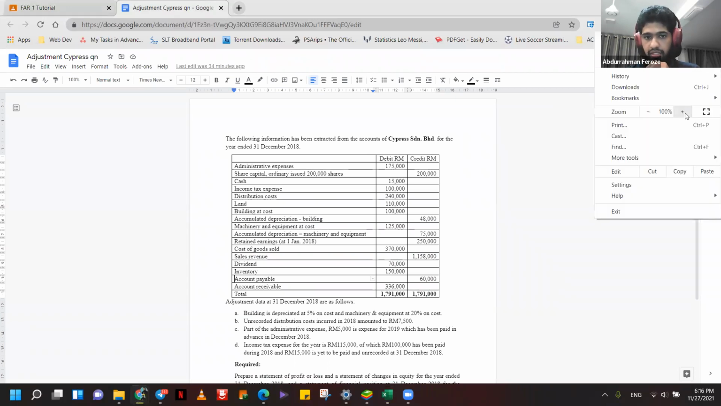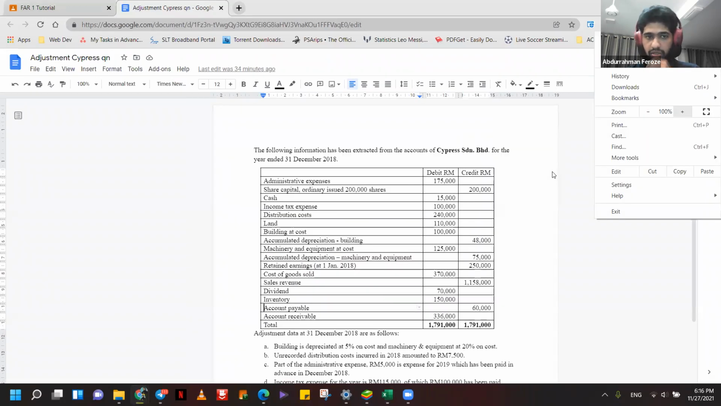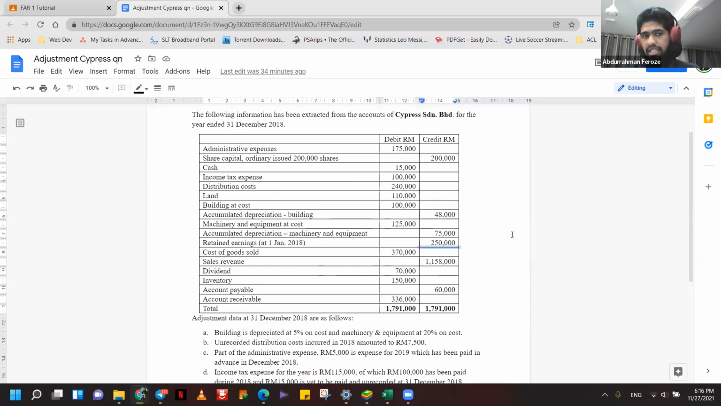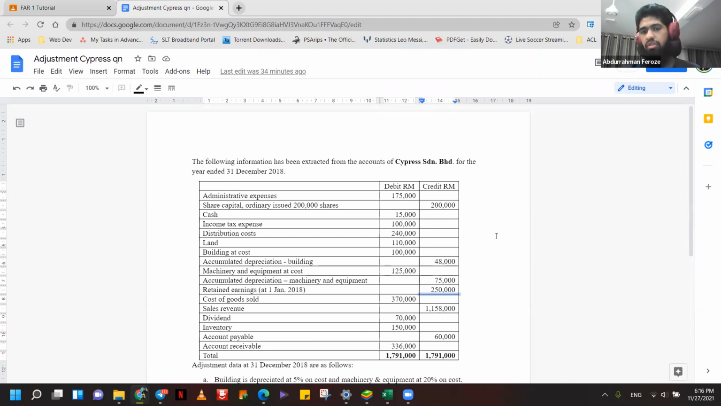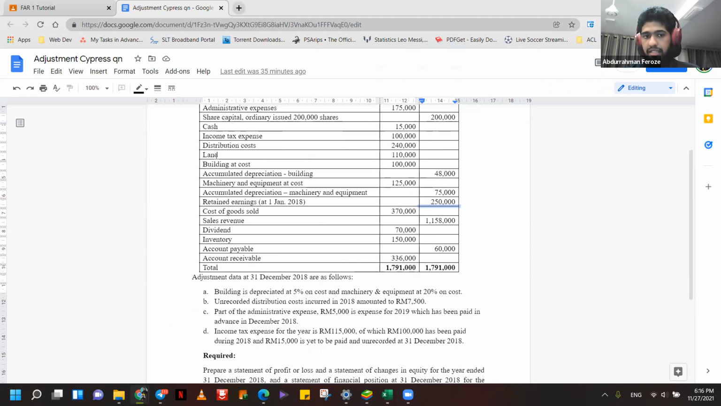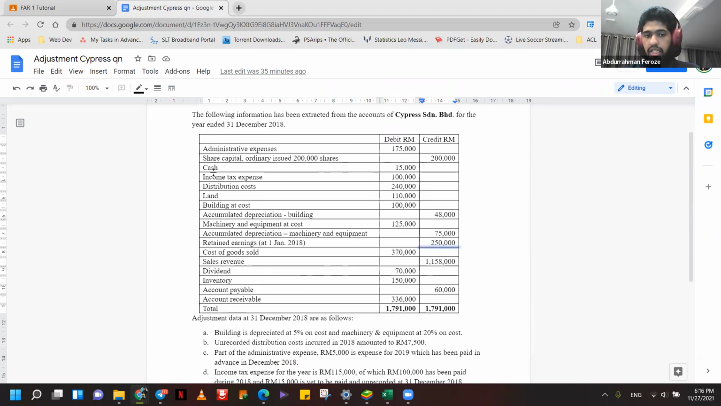All right. So this is a question called adjustment Cyprus. Do you guys have this open? You could probably open it in your tab as well and keep it so we can somewhat do it together. So the question is: the following information has been extracted from the accounts of Cyprus for the year ended 31st December 2018, and these are the expenses.